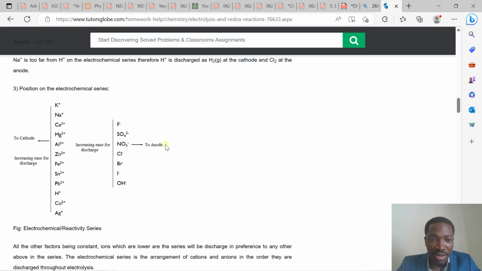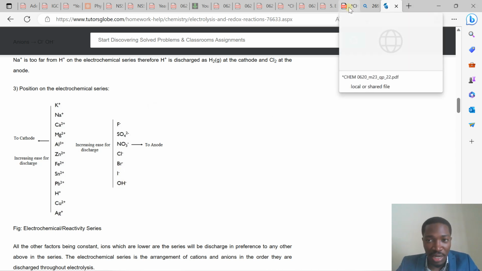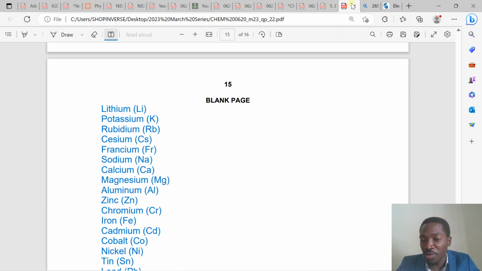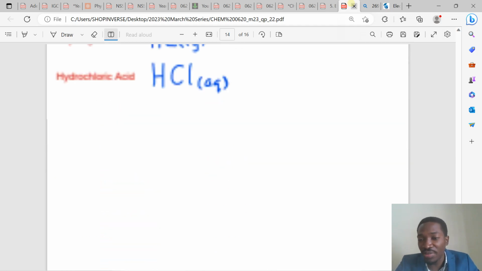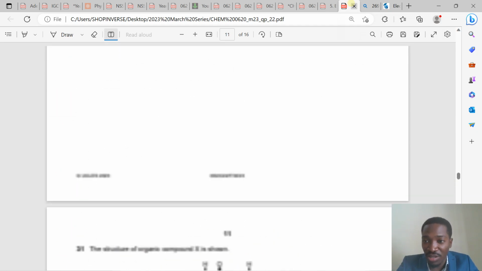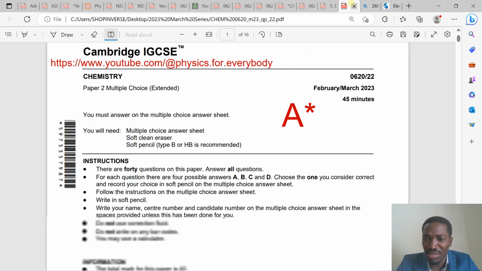While for the negative ions, we have fluorine, tetraoxosulfate 6 ion, trioxonitrate 5 ion, chlorine, bromine, these halogens, chlorine, bromine, iodine, then you have hydroxide ion. So it's very important you understand all of this. If possible, have it offhand. In fact, it is very good you have it offhand. If you can do that successfully, then nothing can stop you from making an A star, okay?